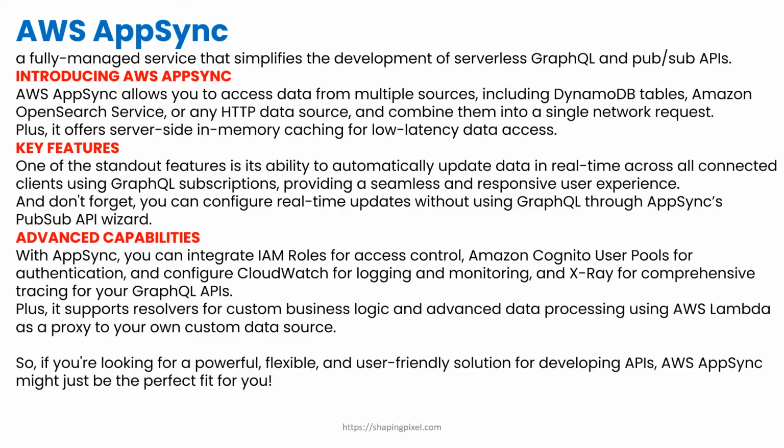AWS AppSync, a fully managed service that simplifies the development of serverless GraphQL and pub/sub APIs. AWS AppSync allows you to access data from multiple sources, including DynamoDB tables, Amazon OpenSearch Service, or any HTTP data source, and combine them into a single network request. Plus, it offers server-side in-memory caching for low latency data access.